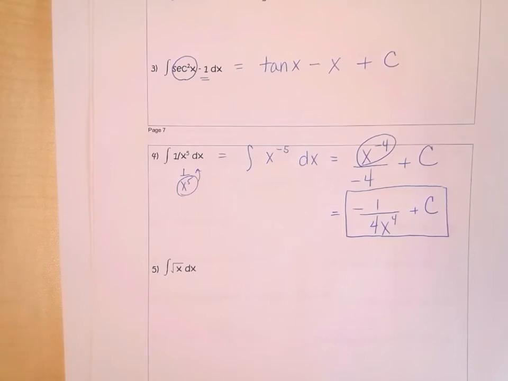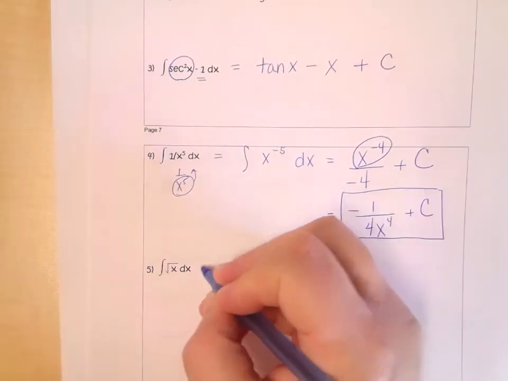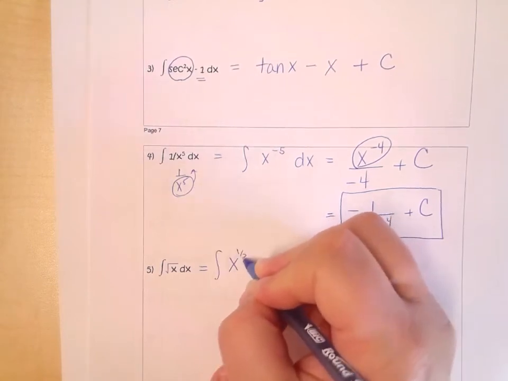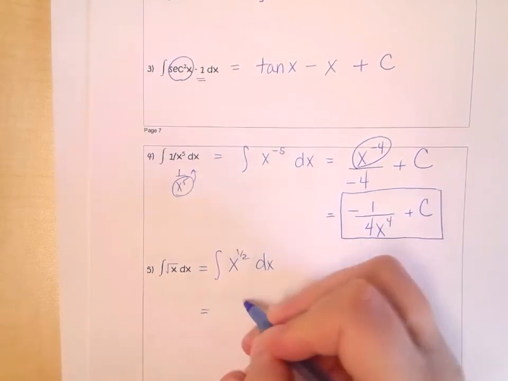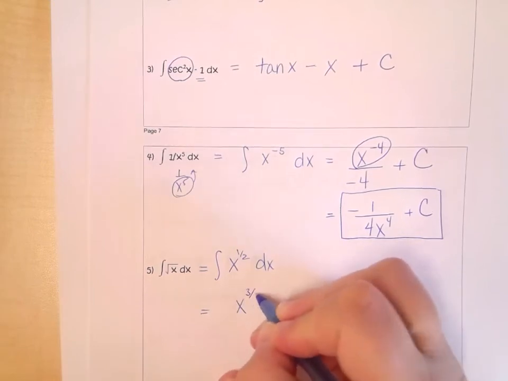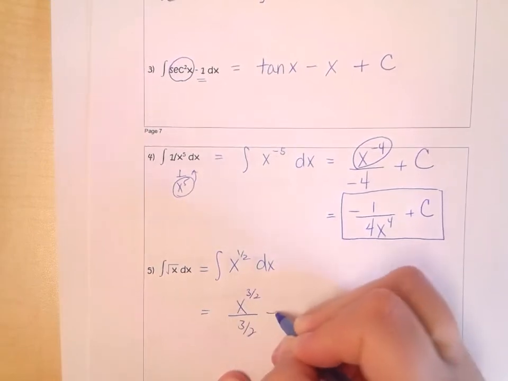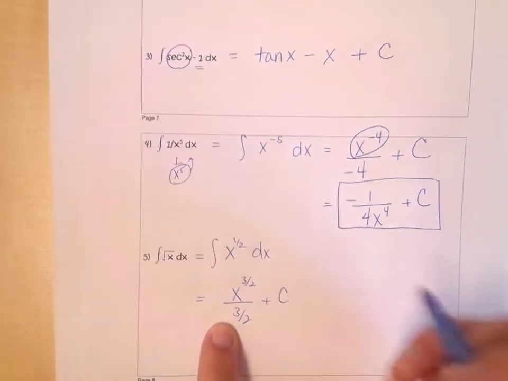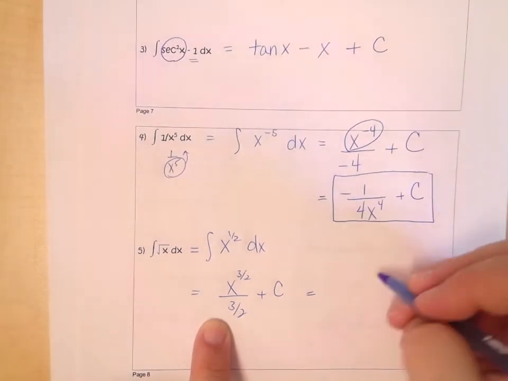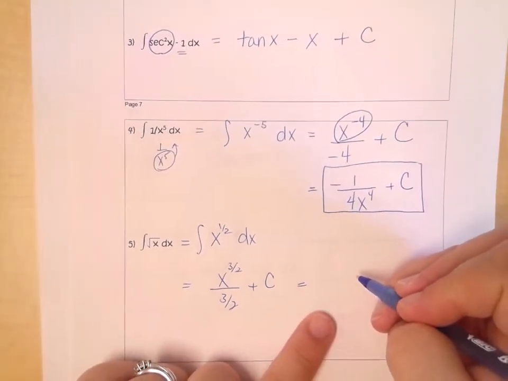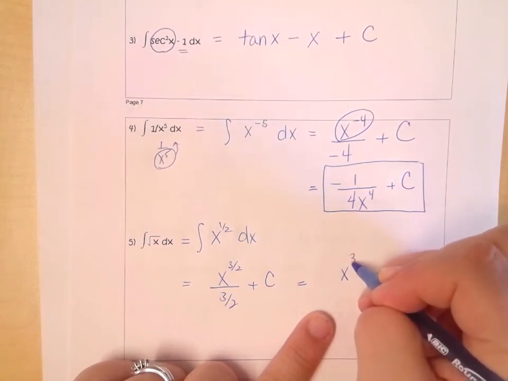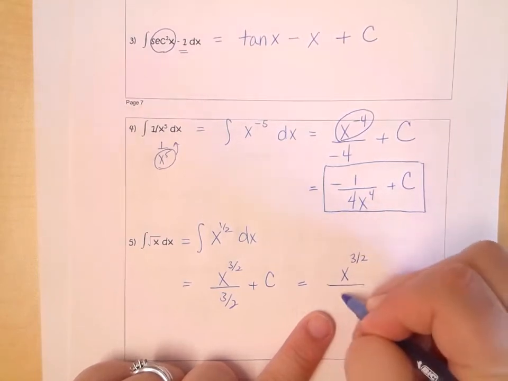So somebody, who's going to help me with this? X to the 3/2 over 3/2 plus c. Beautiful. So this is really the integral of x to the 1/2 dx. We know that one more of that would be x to the 3/2 over 3/2 plus c, but you shouldn't have fractions within fractions. So what I would do is I would write, and watch this very carefully, x to the 3/2 over 3/2.